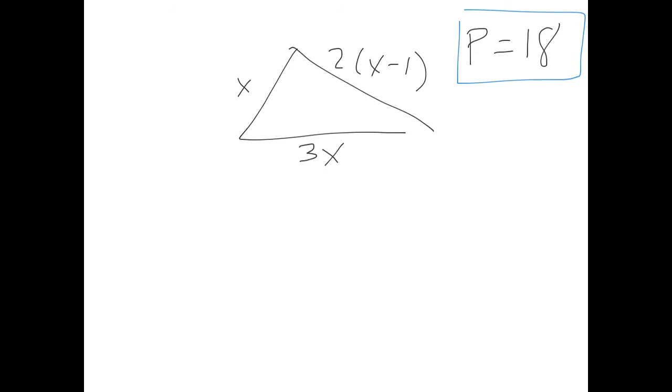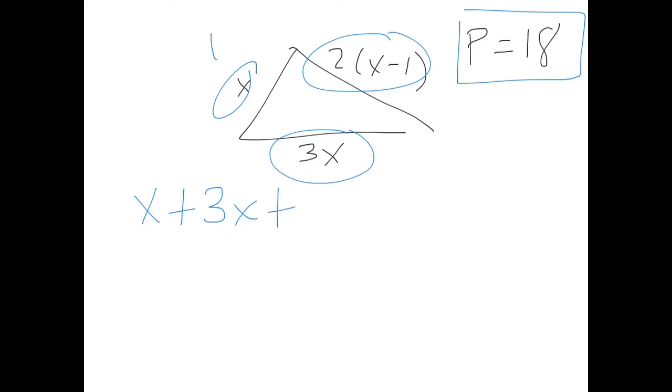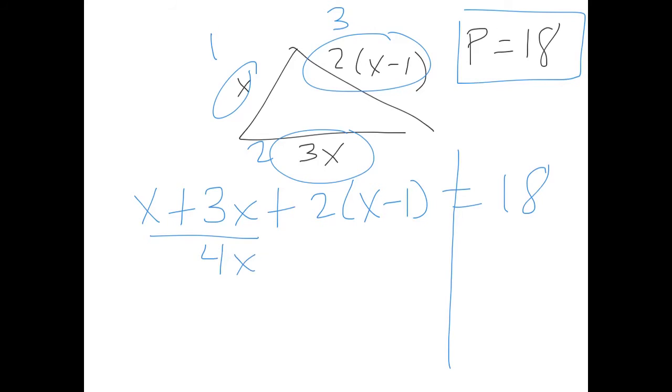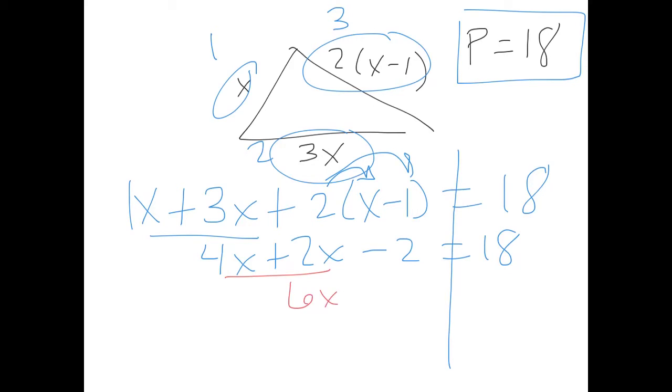Perimeter is 18. Perimeter is adding up all the sides, so I'm going to add up all of these parts. So x plus 3x plus, I added this first, this second, and then this third. Okay. Draw the line down. Here I see some like terms that I can combine. That makes 4x, 1x plus 3x. And then I see some distributive property here. So that's 2 times x, and 2 times negative 2 equals 18. I've got some more like terms here. 4x plus 2x is 6x minus 2 equals 18.